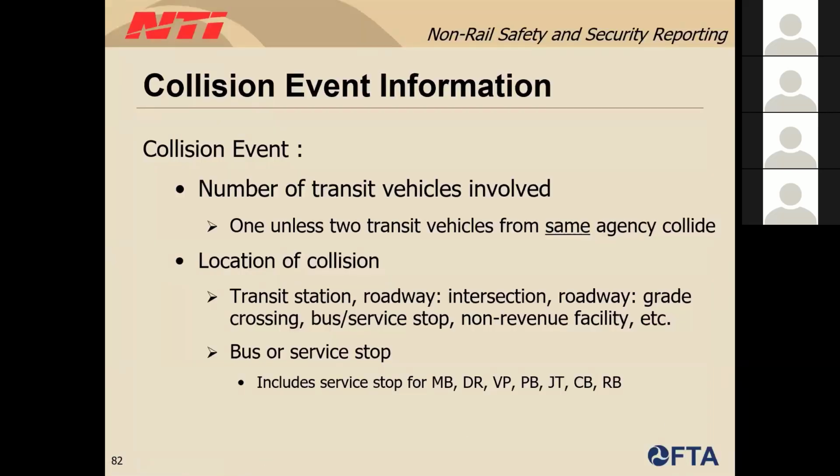The first collision screen is the collision event information screen. First, this form captures information about the number of transit vehicles involved. The answer would always be 1 unless 2 transit vehicles from your agency collide. Then the location of the event, such as a transit station, intersection, bus or service stop, or non-revenue facility, which would be a transit bus barn, yard, or maintenance facility. A bus or service stop is an appropriate location for modes such as demand response or paratransit, picking up at a person's home.